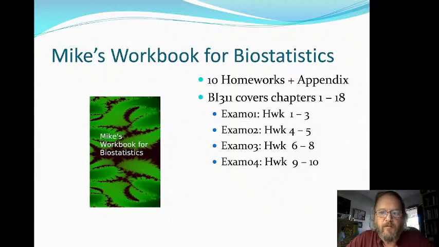Okay, so the workbook is assigned to help you do problems in biostats. And so there's 10 homeworks that accompany the chapters, basically 3 through 18. It says 1 through 18, but that's because I don't have it listed, but there's several training modules in Mike's workbook for biostatistics. The training is to help you learn how to work with R, the statistical package that I'm going to ask you to work with. Okay.